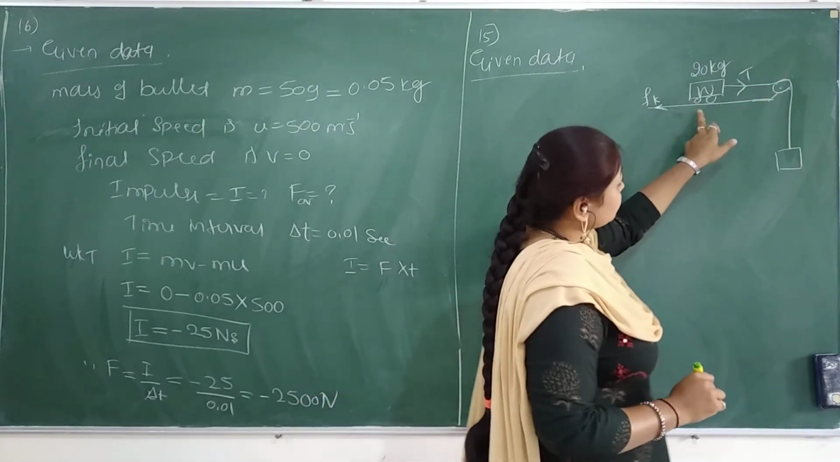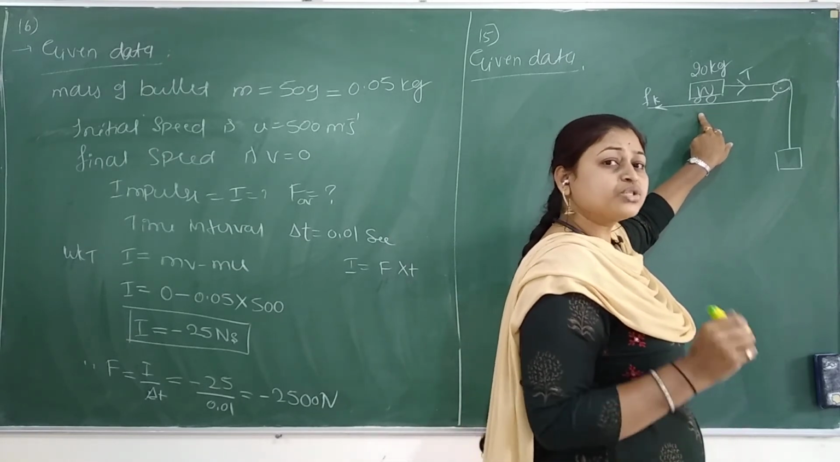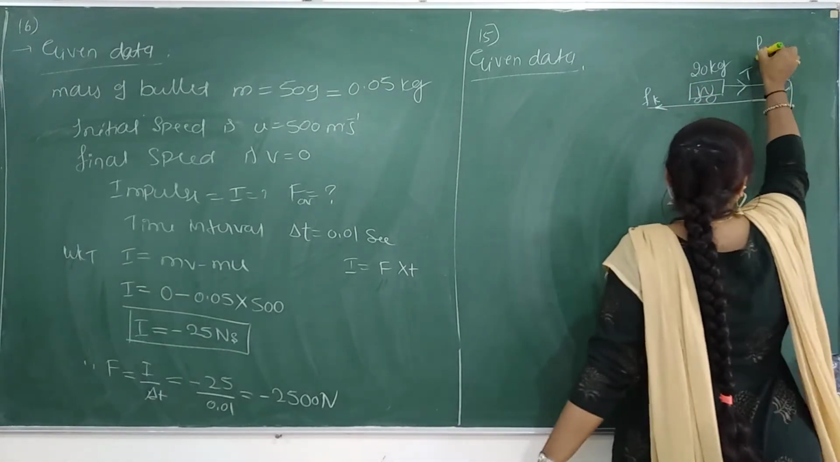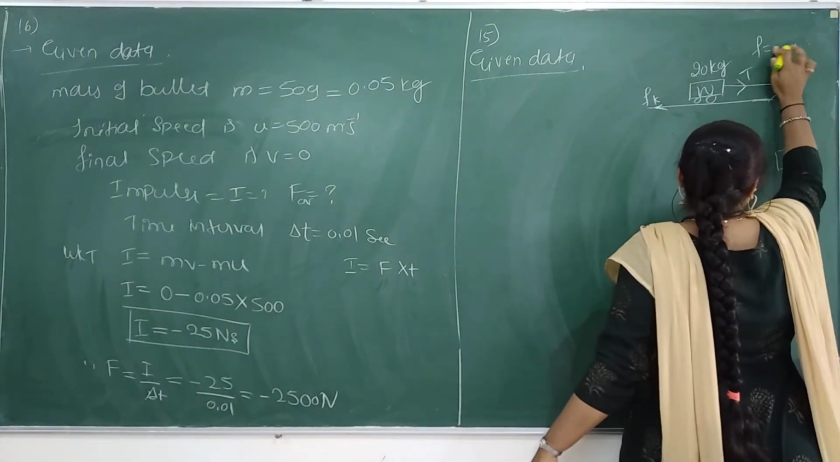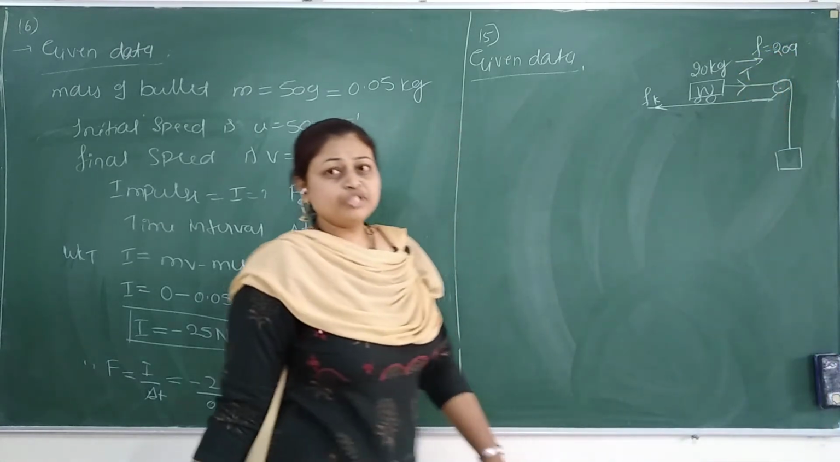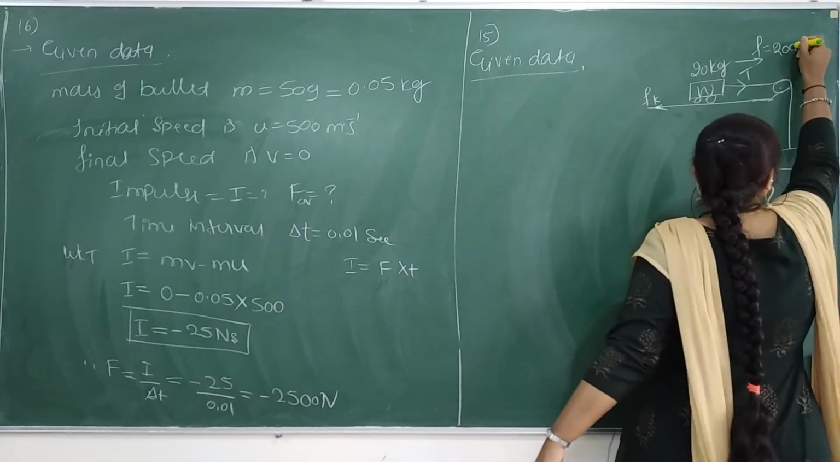Now how much force is applying on this trolley? F. F is equals to m into a. M is how much here? 20. 20 into a. So here F is equals to m into a, that can be written as 20a in this direction. So how much force you are applying here? 20a. This is a. Right.